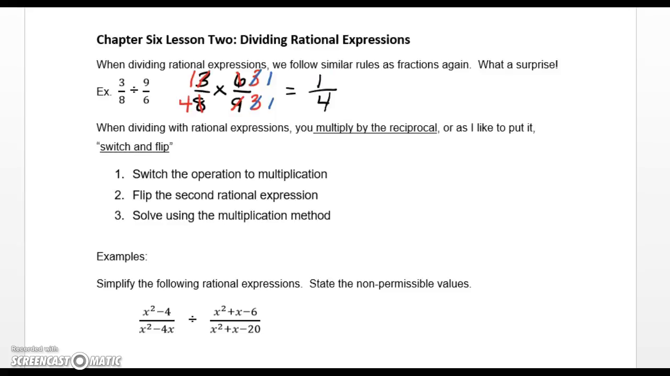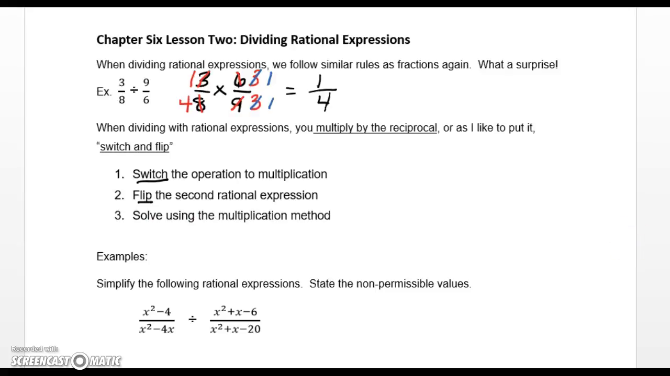So when we're dividing rational expressions, we're going to multiply by that reciprocal, or as I like to put it, it's called the switch and flip method, which we just did above here. So you first start by switching the operation to multiplication. So you switch the operation, flip the second rational expression. Then all we do is we just use multiplying to solve.